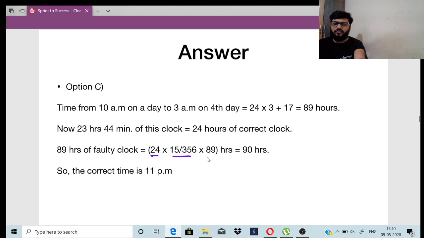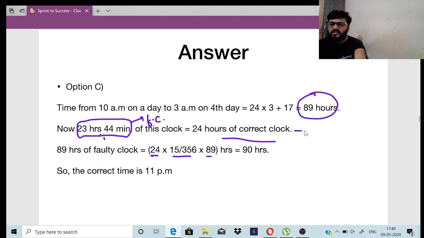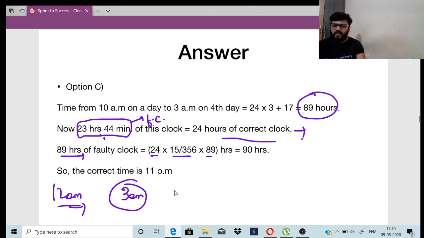24 into 15 by 356 into 89. 89 is the hours, right? This faulty clock is showing 23 hours 44 minutes. In the correct clock it is 24 hours. So in this clock, in how much time will 89 hours be shown? What they have told, it is showing 12 a.m. and it is showing 3 a.m. here, so it will be showing 11 p.m.